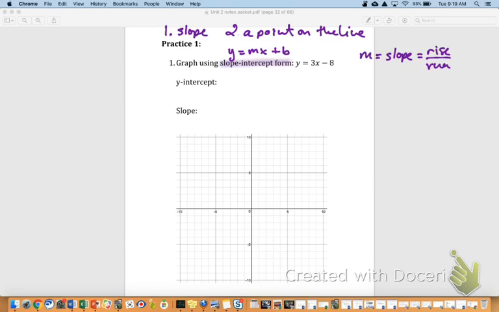Okay, and then what about the b? What does the b stand for? The y-intercept. So I'm going to come over here and I'm going to say that (0, b) is the y-intercept. Remember, the y-intercept is a point on the line, and we don't represent a point with just a single number. We represent it with something, comma, something.